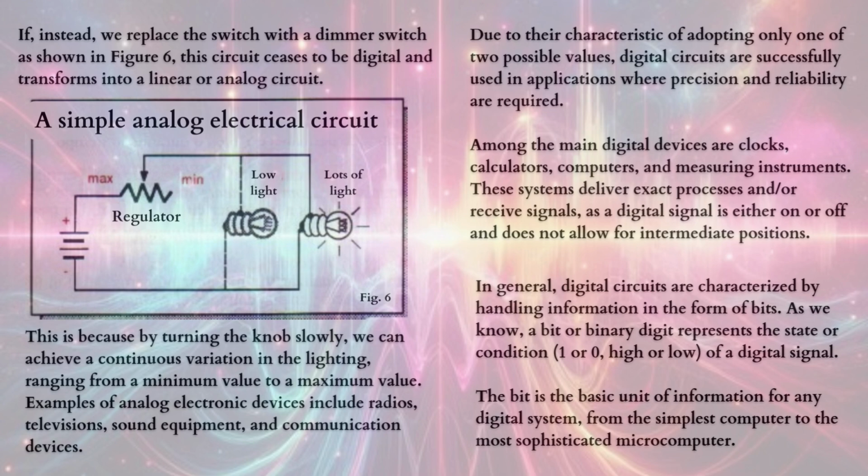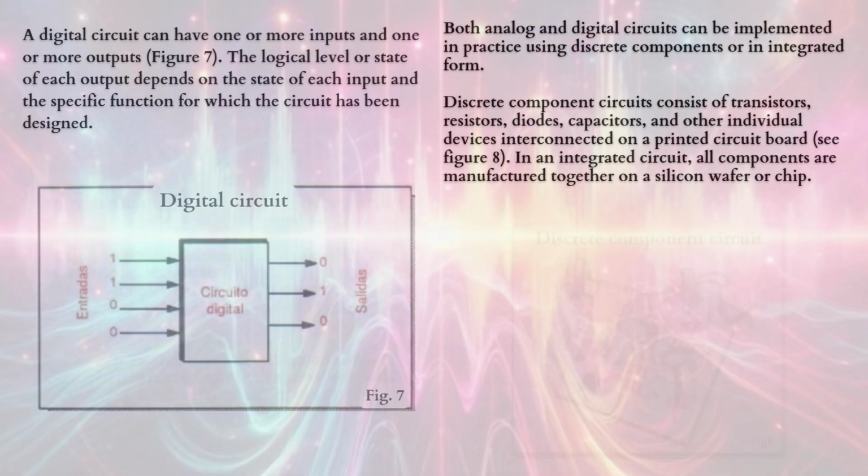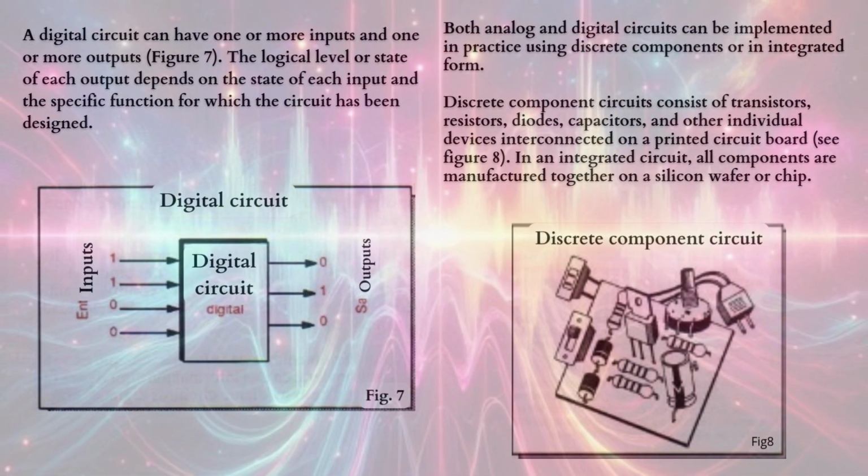As we know, a bit or binary digit represents the state or condition, 1 or 0, high or low, of a digital signal. The bit is the basic unit of information for any digital system. From the simplest computer to the most sophisticated microcomputer, a digital circuit can have one or more inputs and one or more outputs, figure 7. The logical level or state of each output depends on the state of each input and the specific function for which the circuit has been designed.